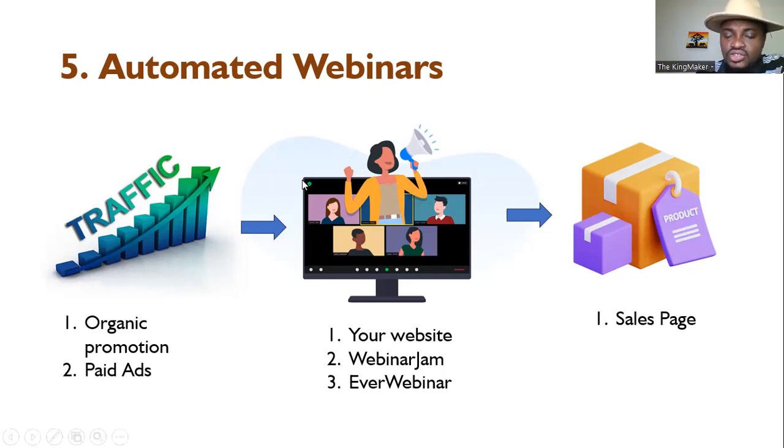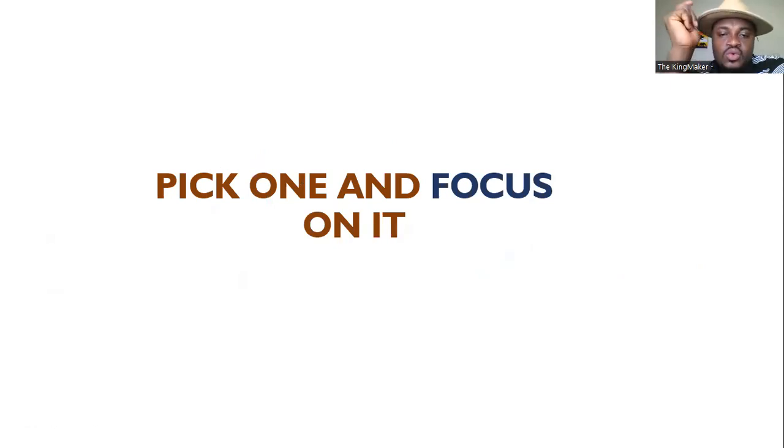So one of the things that you have to know is this: pick one and focus on it. Most people hear these five streams, and maybe you want to start doing all of them. But what you have to do is pick one of them and focus. Don't try to do all of them at the same time, because you get overwhelmed.